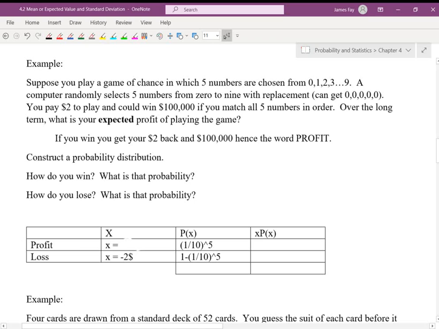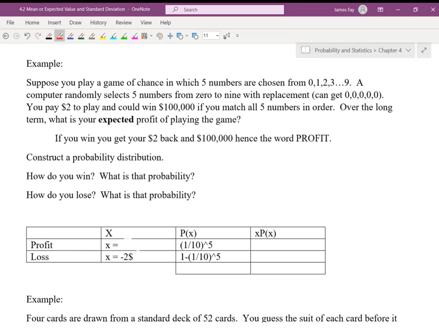So suppose you play a game of, so this is a gambling situation, okay? This is taking the casino idea and narrowing it down to one situation, but you maybe see how complex the casino situation can be by just looking at one specific game. Suppose you play a game of chance in which 5 numbers are chosen from 0, 1, 2, all the way to 9. A computer randomly selects 5 numbers from 0 to 9 with replacement. So a winning number could be 0, 0, 0, 0, 0. You could have all 1s, all 2s, all 9s, whatever. You pay $2 to play, and you could win $100,000 if you match all 5 numbers in order. Over the long term, what is your expected profit for playing the game?